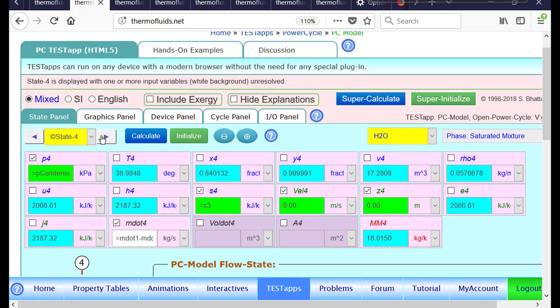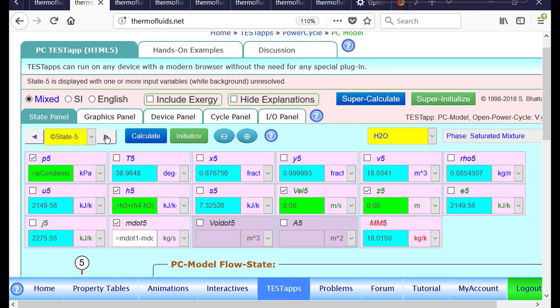State 4 is the isentropic exit pressure exit state for the low pressure turbine, and so the pressure is the pressure of the condenser. If you look at the schematic, you can immediately recognize that. Again, for state 4, the mass flow rate would be M dot 1 minus M dot 1 times F. In other words, it's the difference in mass flow rate that flows through state 4 and through the condenser.